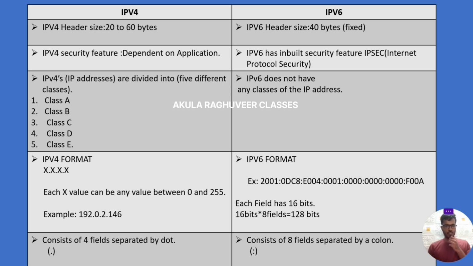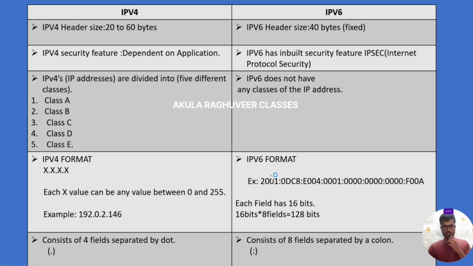If you want to know what is the IPv4 format, that is x dot x dot x dot x. Each x value is a number. It may be anything in between 0 to 255. One example for IPv4 format is 192.0.2.146. In these 4 x's, we can have any number in between 0 to 255. This is the example for IPv4 format.